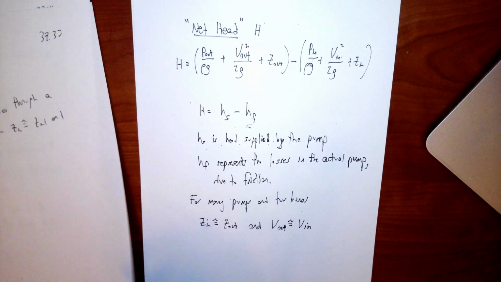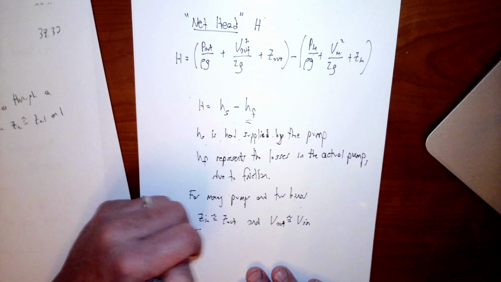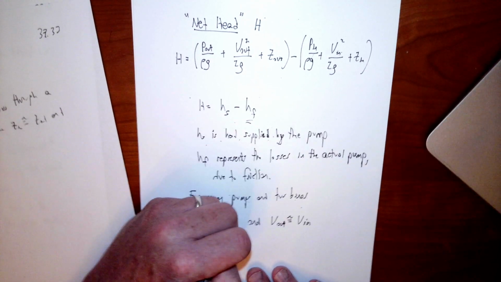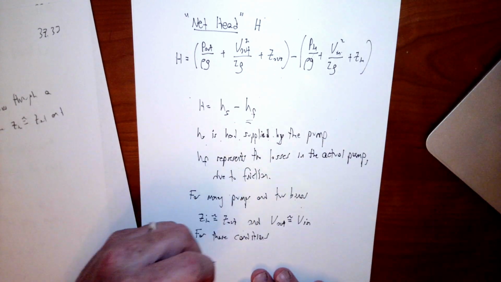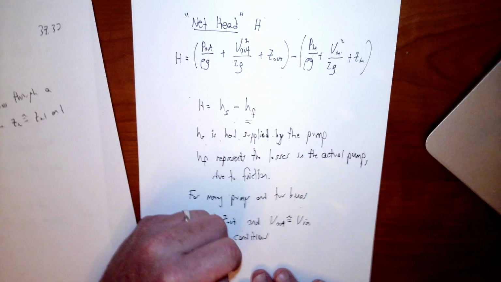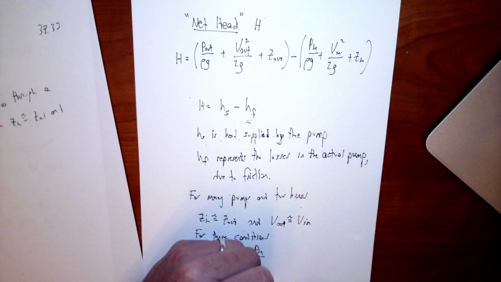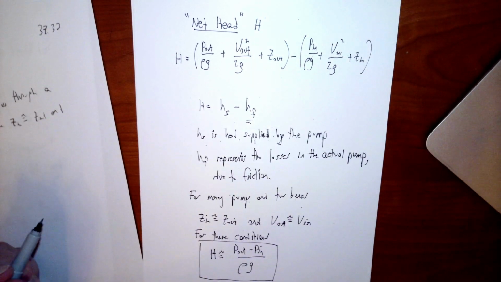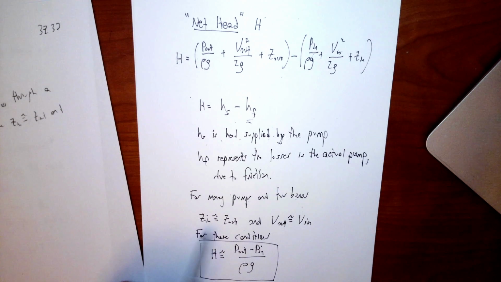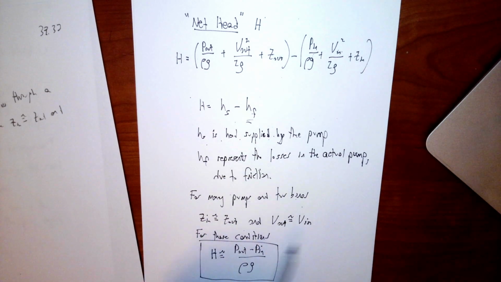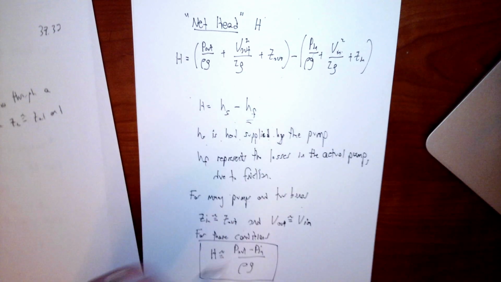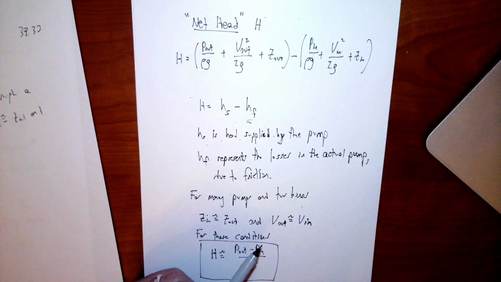So for many, many pumps, for these conditions, we can calculate that net head as being approximately just equal to P out minus P in divided by rho g. That's a formula that is commonly used for turbines and pumps where you just don't have significant changes in Z, which is almost always true, and don't have a significant change in velocity. Again, almost always true. There are situations where you really are changing the velocity of the fluid in a significant way. But if you think about lots of turbines and fans, you're not going to have a big change many times in those velocities.